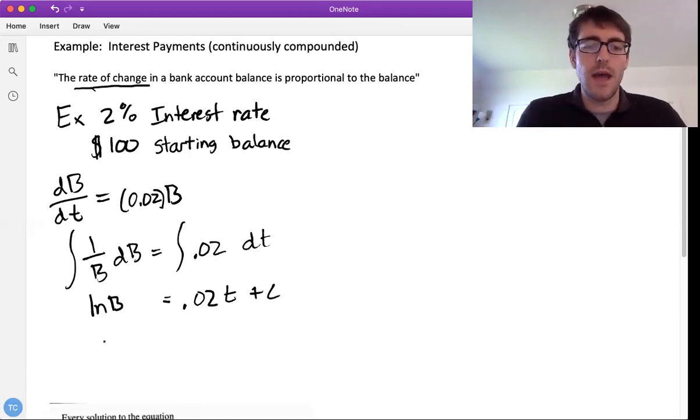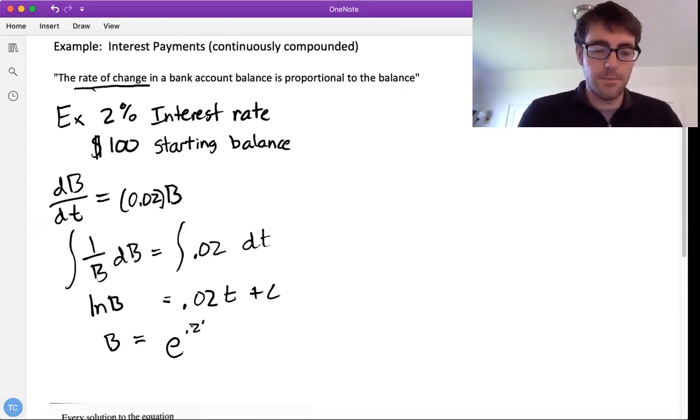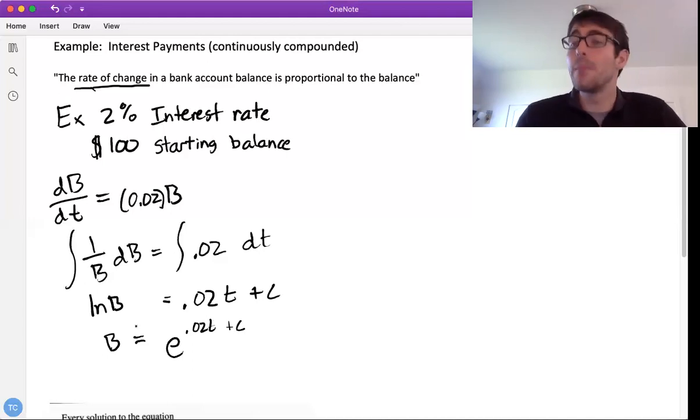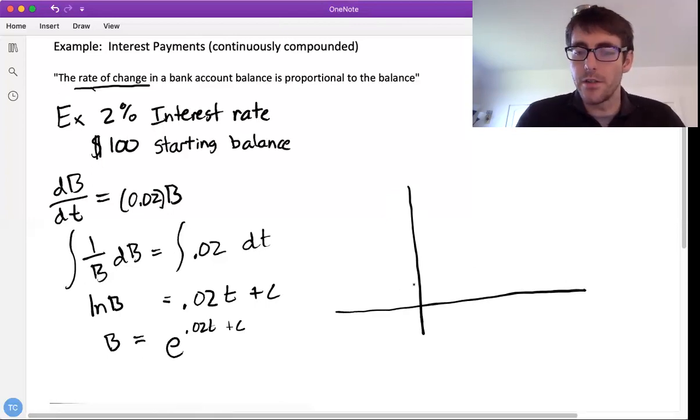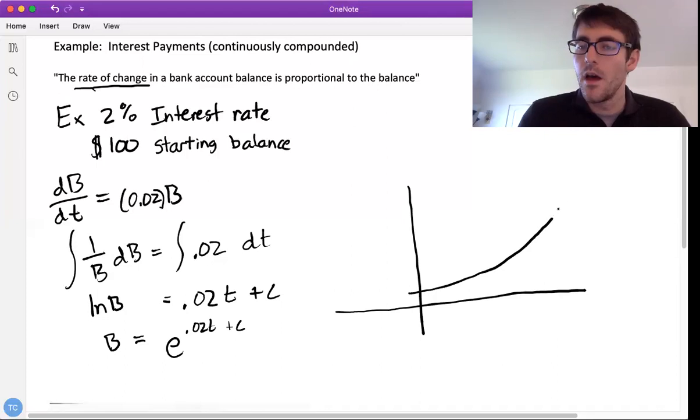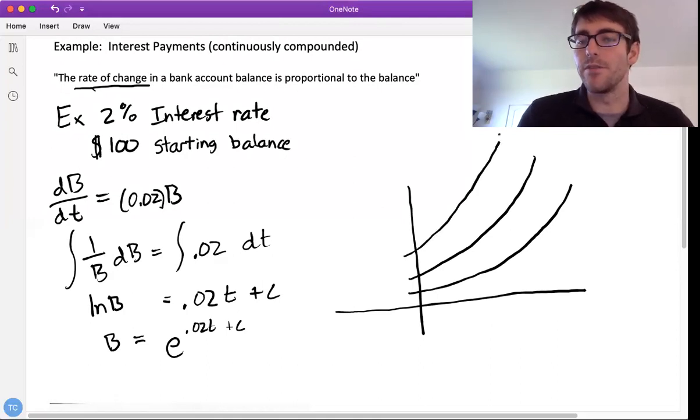So we're going to exponentiate both sides, so e to the power of both sides will give us b equals e to the power of 0.02t plus c. Okay. So this is a little bit better. This is at least saying that our solution is going to be an exponential function, something that looks like this. But because we have that constant there, that actually is saying that, hey, this could be any one of a number of different exponential functions.